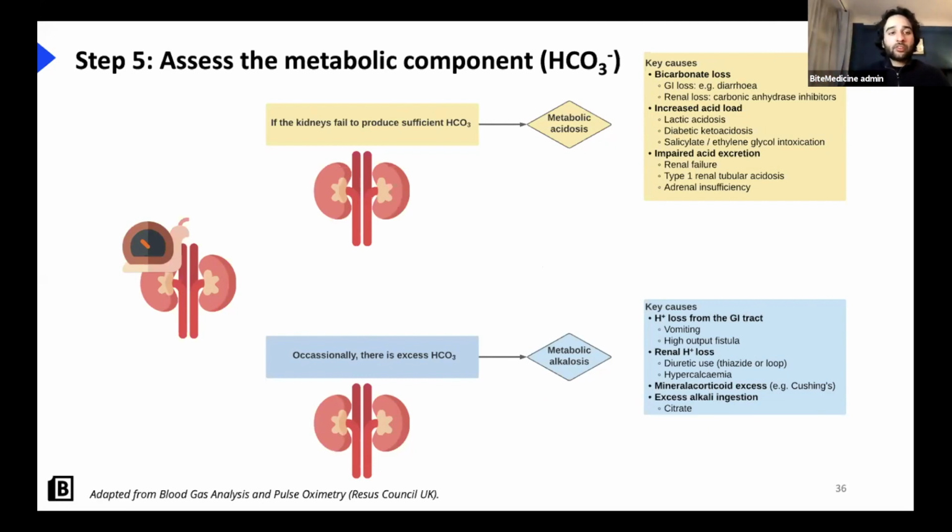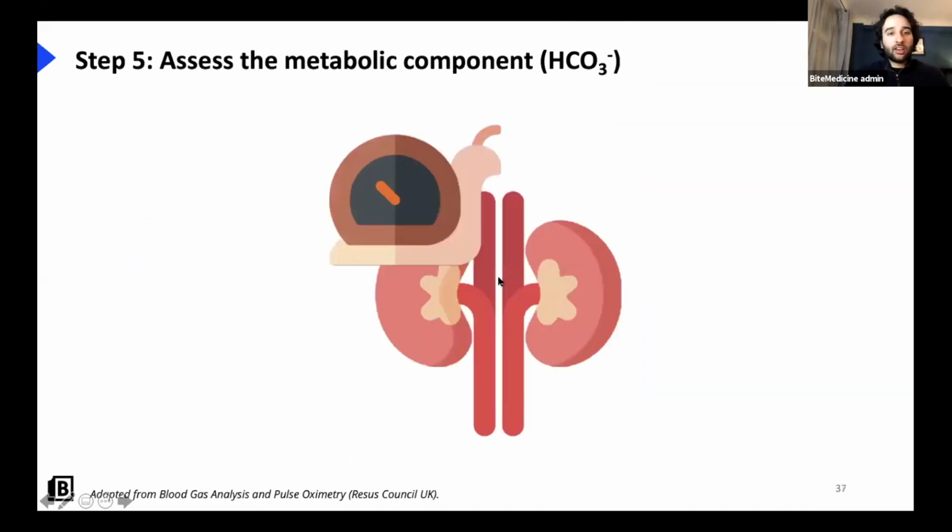Now, you're probably wondering, why is there a snail on those kidneys? I don't remember learning about the snail in the anatomy of the kidneys. Well, the snail basically represents the fact that changes to your metabolic component are slow. These take a while. Your metabolic system takes a while to adapt to changes in your respiratory system.